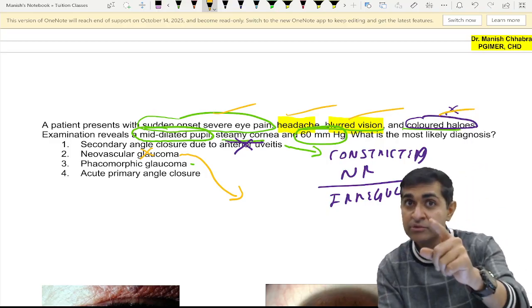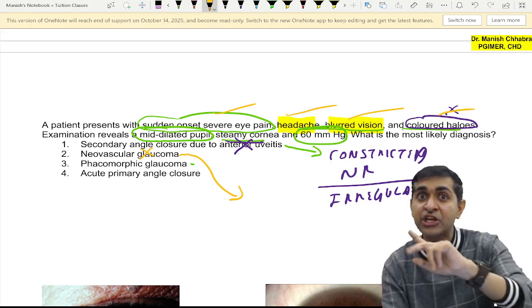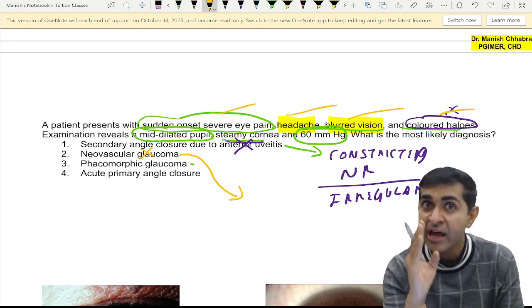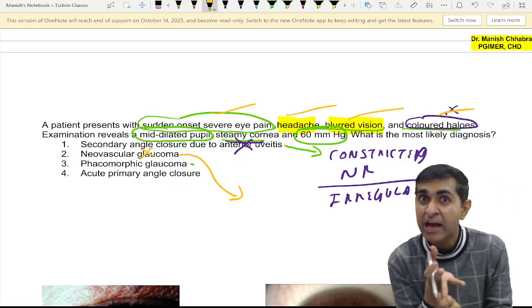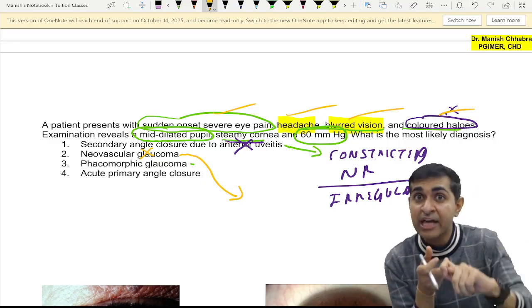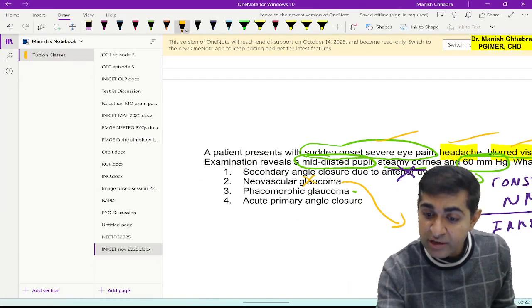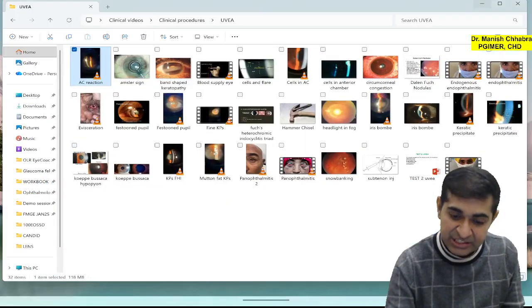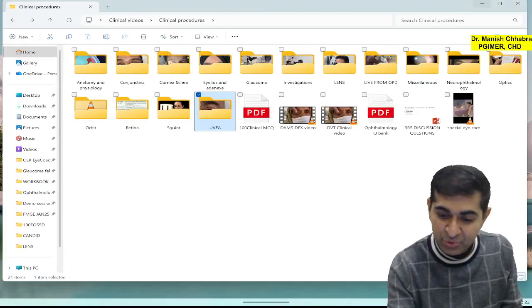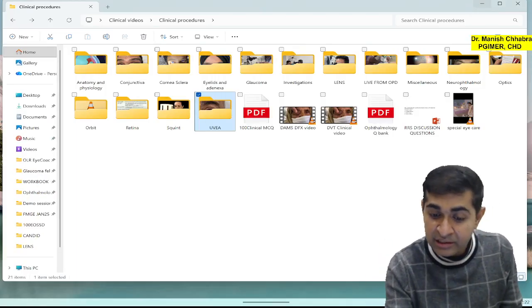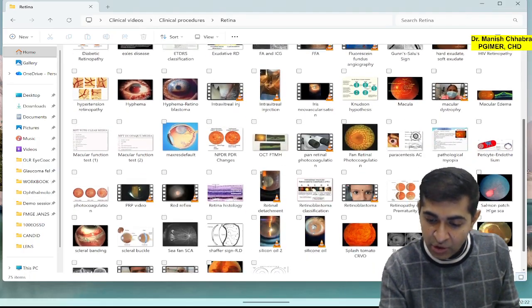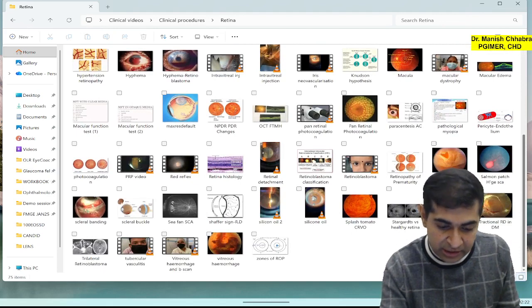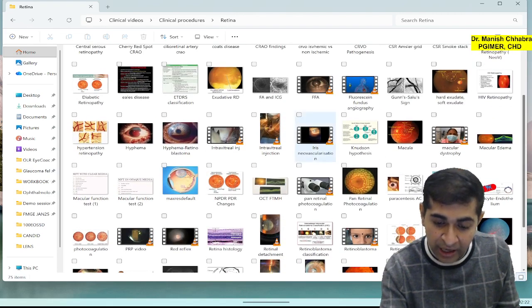Of course, if they were thinking of taking you towards neovascular glaucoma, they would have given you some more clues. The patient is diabetic, the patient has proliferative diabetic retinopathy. On examination, the iris appears neovascular, rubeosis iridis. Just a moment, I am going to show you another interesting video so that you remember this, because it can come in your exam and it will be a win-win for you on seeing that question. Let me show you the iris neovascularization.